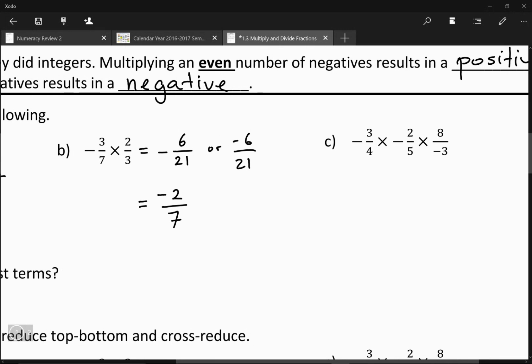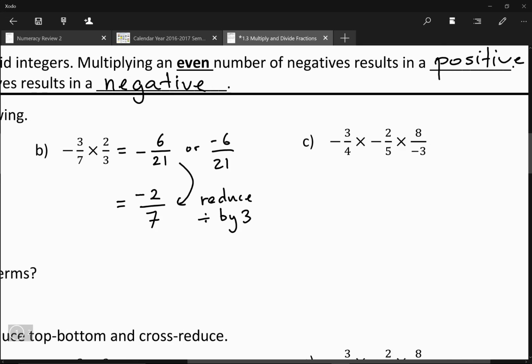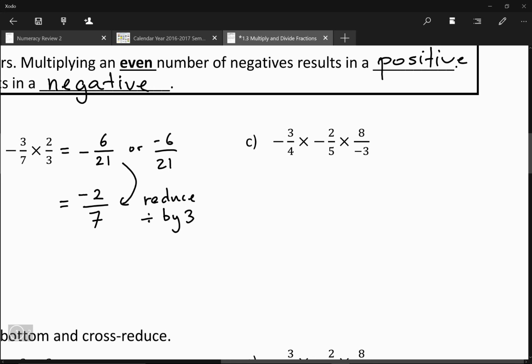Let's look at part C. So let me just write here. So reduce, divide by 3. All right, so what happens if we have more than 2 fractions now? There's 3 of them. So you still do the same thing. You multiply all the numerators together. You multiply all the denominators together. Keep in mind you have the signs here as well.